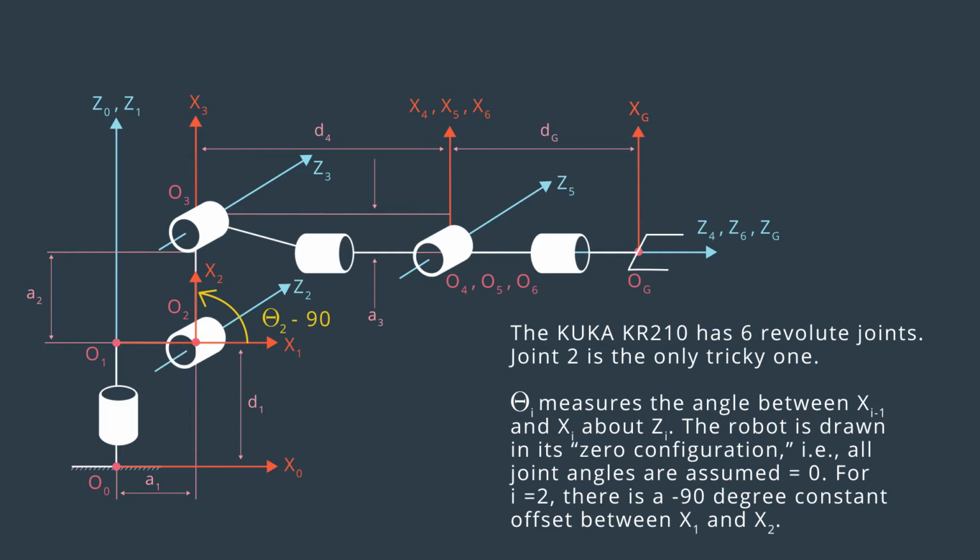Remember, the definition of theta sub i is the angle between x_{i-1} and x_i measured about the z_i axis in a right-hand sense. The manipulator was drawn in a configuration where all joint angles were assumed to be 0. But in this case, x1 is not parallel to x2 when theta 2 equals 0. There is a non-zero but constant offset of minus 90 degrees.